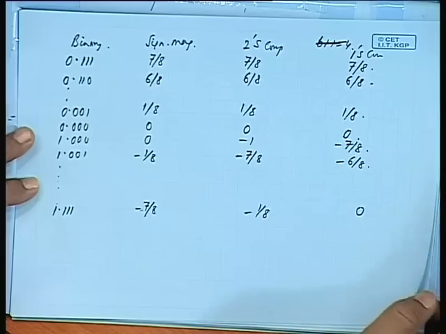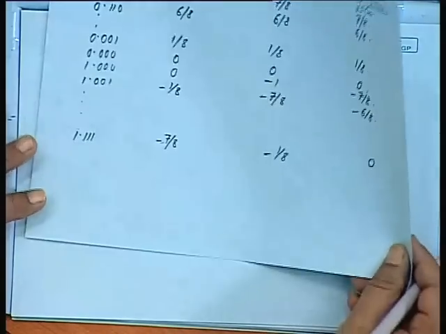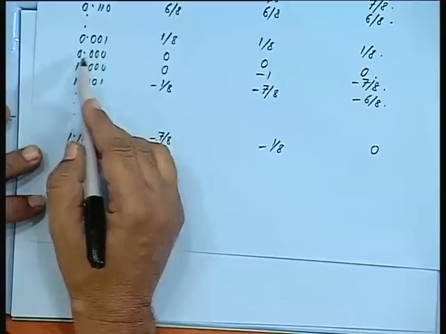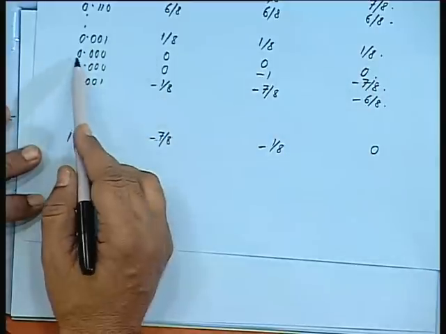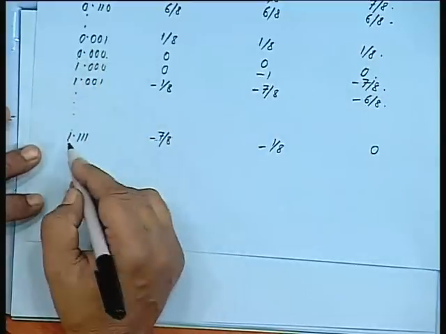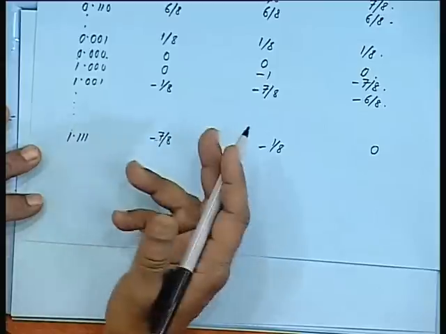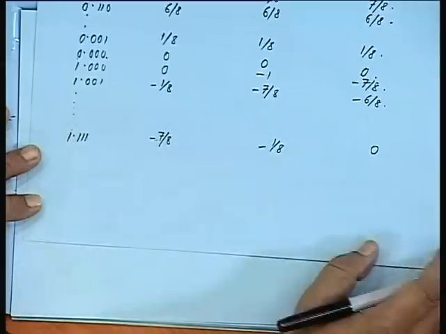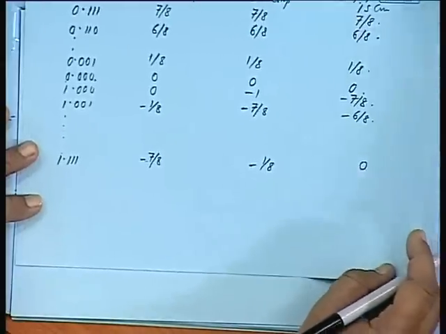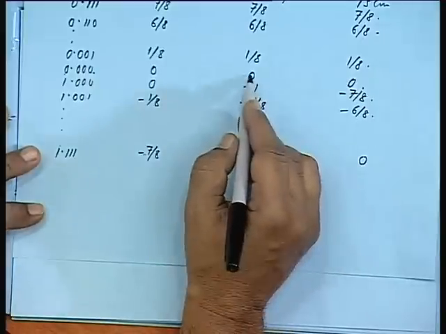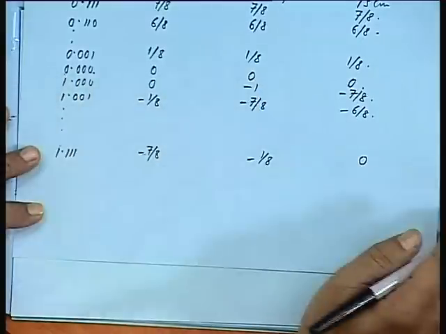Okay. If you remember, we discussed in 1's complement notation 0.000 is same as 1.111. It is like plus minus 0. Similarly, 0 here is 0.000.